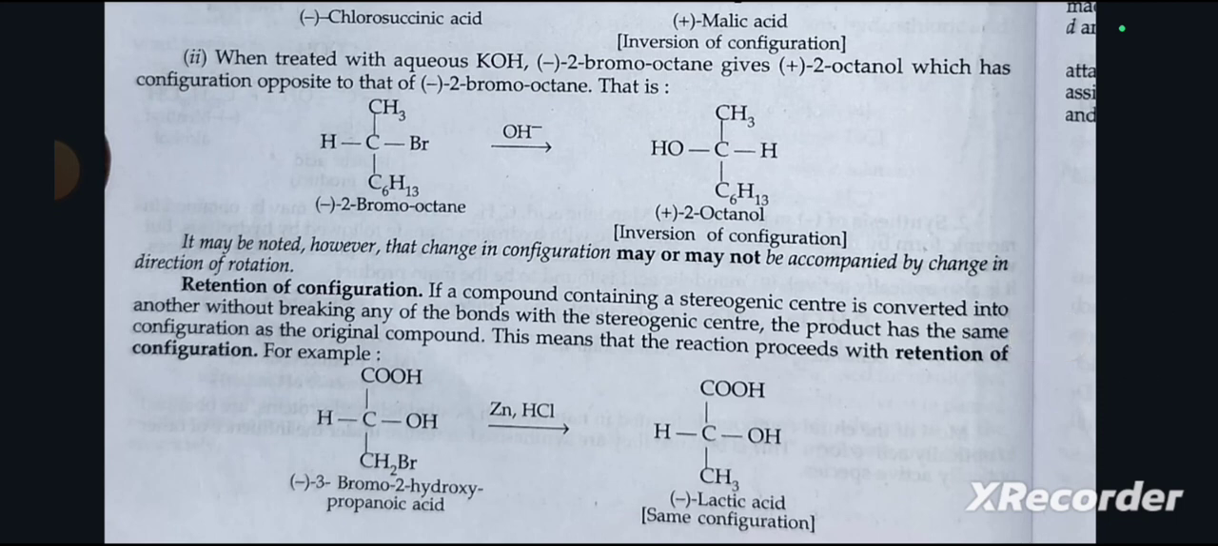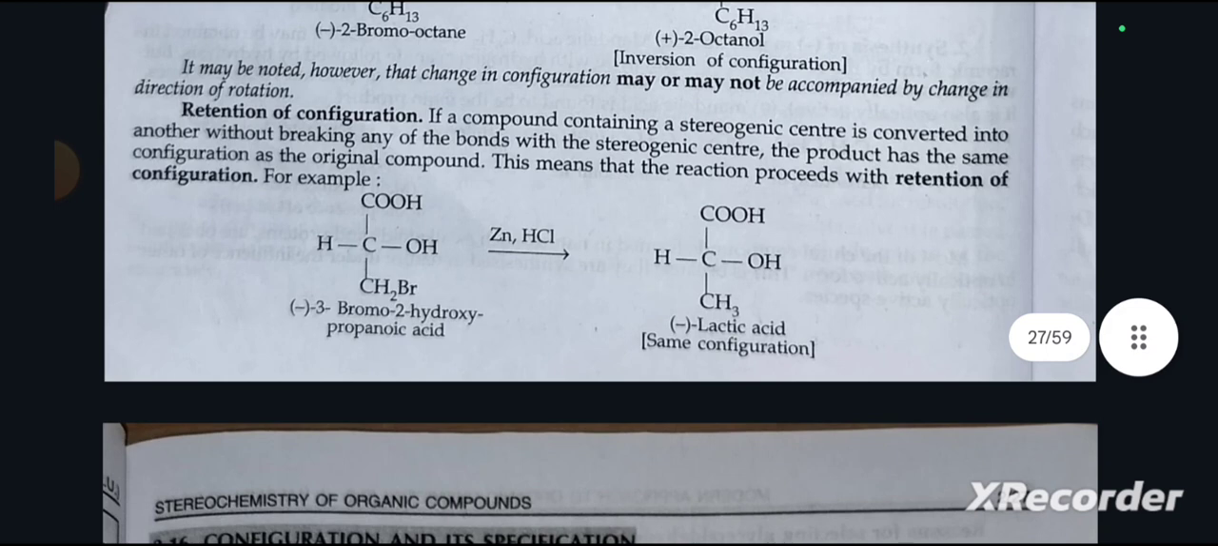Second, on treatment with aqueous KOH, minus 2-bromooctane gives plus 2-octanol, which has configuration opposite to that of minus 2-bromooctane, that is, CH3CHBrC6H13, minus 2-bromooctane, in presence of OH negative gives CH3CHOHC6H13, plus 2-octanol. Inversion of configuration. It may be noted, however, that a change in configuration may or may not be accompanied by a change in direction of rotation. Retention of configuration.